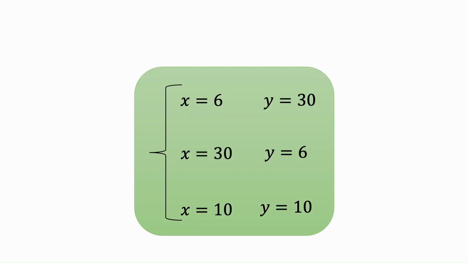So we have three possibilities: x equals 6, y equals 30, or x equals 30, y equals 6, and x and y both equal 10. So these are the answers for our equation.